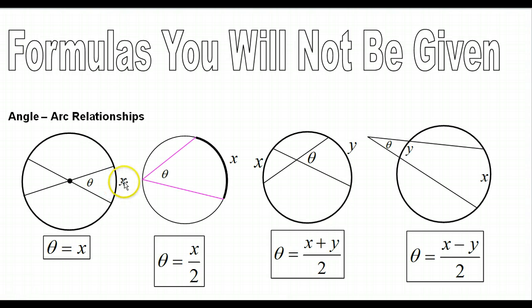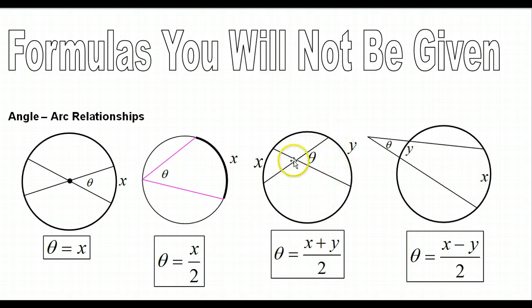Let us not forget the formulas you will not be given. These are the four basic relationships that you need to just memorize and be familiar with. Again, if the angle is at the center, then the angle measure and the arc measure are the same. That's what this equation is telling us. If the angle is at the edge of the circle, that's called an inscribed angle, then the angle is half the arc, or you could say the arc is double the angle. By the way, this one with the vertex at the center, that's called a central angle.